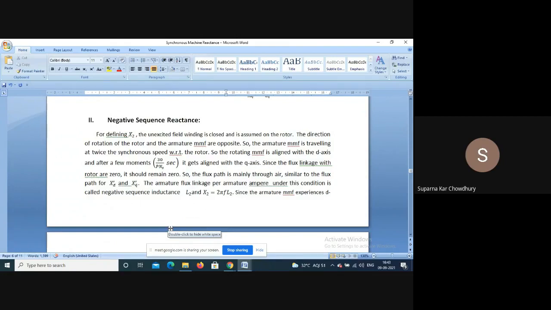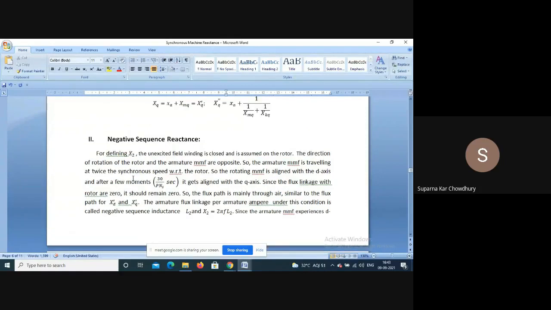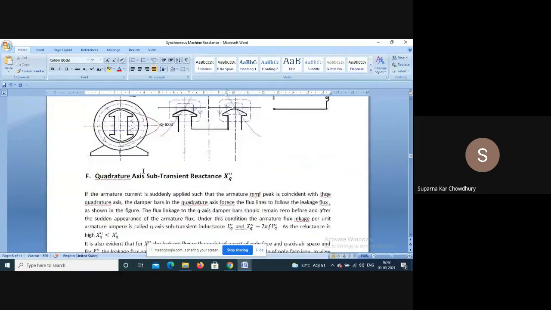So at one instant, the rotor mmf is aligned with the d-axis, and after a few moments, it will be aligned with the q-axis. Then the flux linkage with the rotor is zero. We have kept the field unexcited, so the flux linkage with the rotor was zero, and it should remain zero. So the path is mainly through air, similar to the flux path for Xd double dashed and Xq double dashed. That is, these two figures.